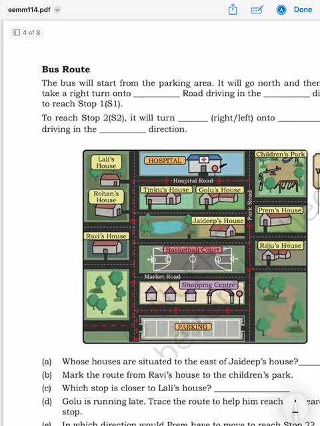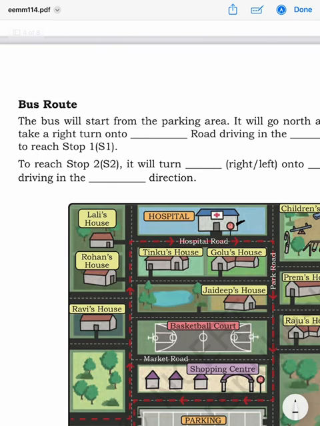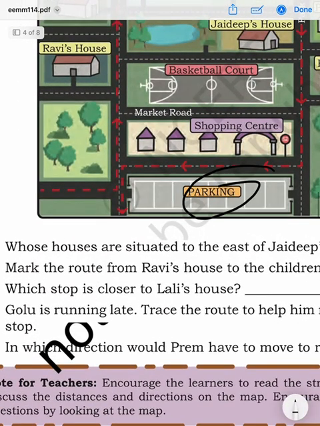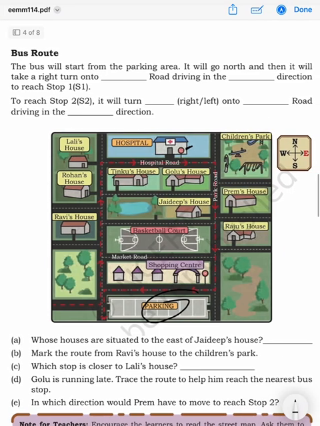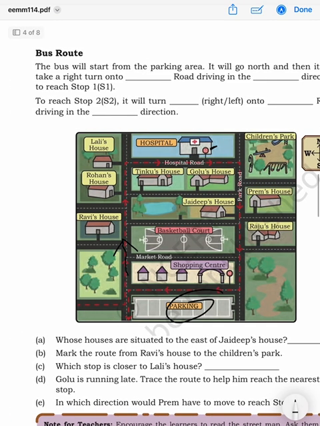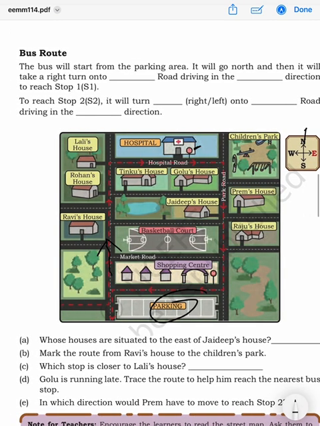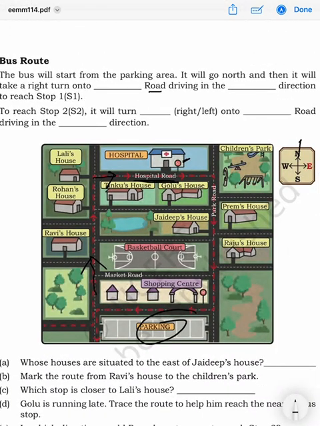So this is the bus route. The arrow is given in which direction bus will move. The bus will start from the parking area. Where is the parking area? Here is the parking area. So bus will start from here. Then it will go north. You can see north is upside, so it will go in this direction, and then it will take a right turn on a road. You can see here it is taking a right turn, and the name of this road is Hospital Road. So in the blank you will write Hospital Road. Just you have to write Hospital Road.